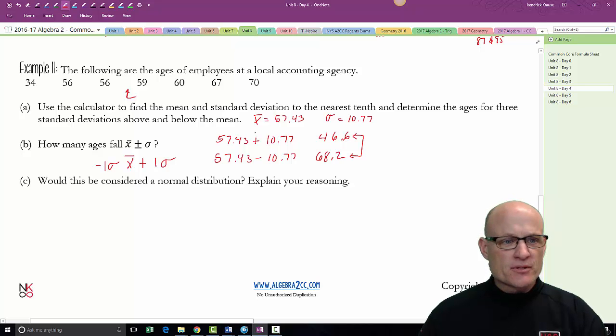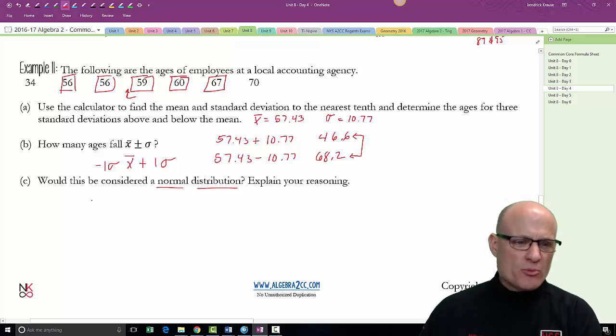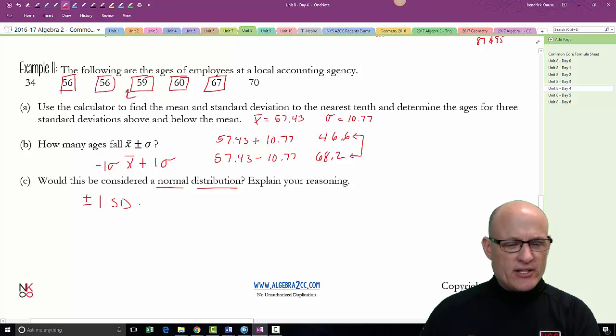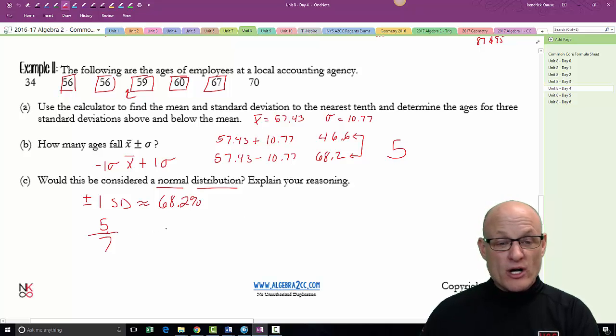So how many scores, or how many ages, fall within one standard deviation? Let's see. 56 does, 56 does, 59 does, 60 does, 67 does. So how many is it? That's 5 scores. So will this be considered normal? Well, how much would be normally distributed within plus or minus 1 standard deviation? Didn't we say it's approximately normal if we have about 68.2%? So I've got 5 out of 7. Over here I got 5, and there's 5 out of 7 within 1 standard deviation.